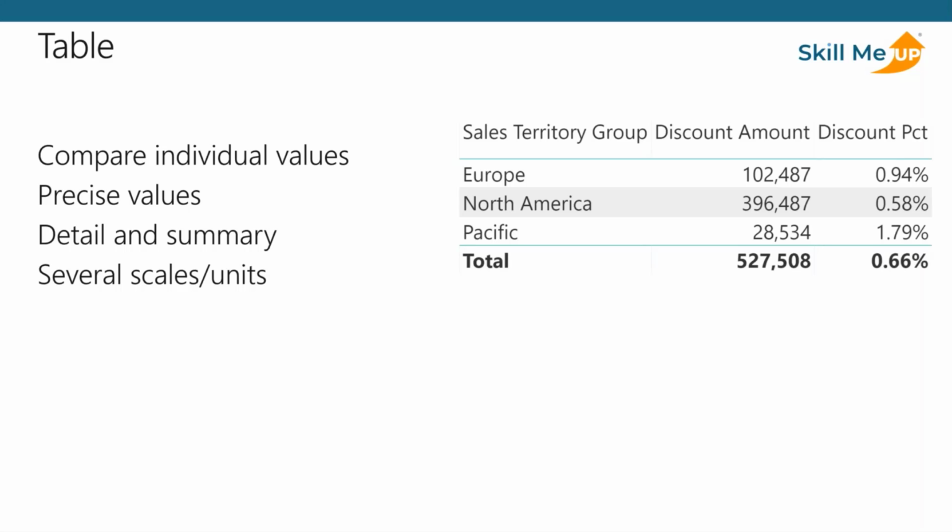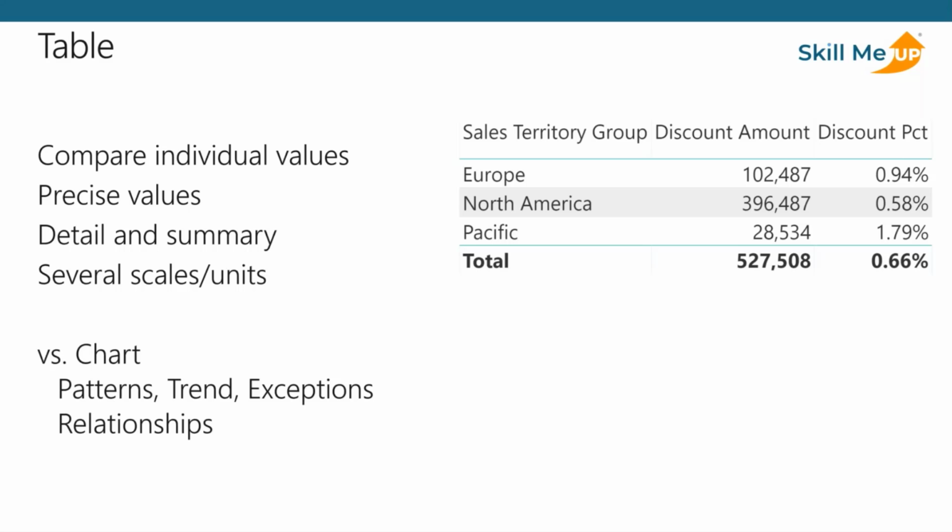In the table, it's just easy. We add another column and we can have different scales and units there. So we have now the discount amount in currency, US dollars, euros, whatever, and we have the discount in percentage just beside it. You should only use charts if you look for patterns, trends, or exceptions, because that's what we really can easily recognize as humans with our eyes. Also relationships. You see examples then in the chart.